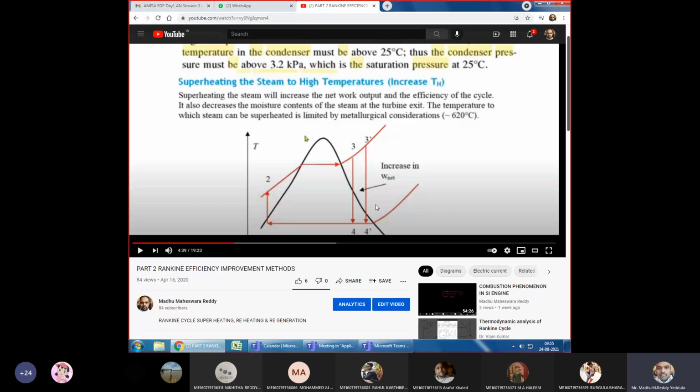Again, due to this, what happened? The area is increased, thereby increasing the efficiency of the Rankine power cycle or steam power plant. This is the second method. The third method is what?